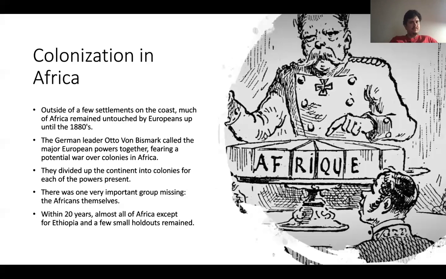So how they did this is unique in both places. In Africa, outside of a few settlements on the coast, a lot of Africa actually had not been touched by Europeans up until the 1880s. In the 1880s, the German leader Otto von Bismarck called the European powers together because he feared that there would be a potential war in Europe over colonies in Africa. And so he called this meeting together and basically said, all right, we need to figure out who gets what. So they essentially divided Africa into sections.